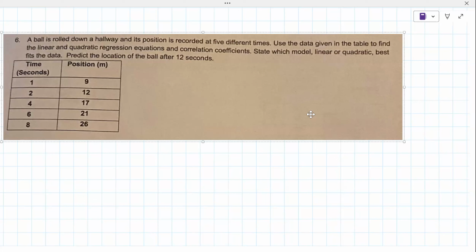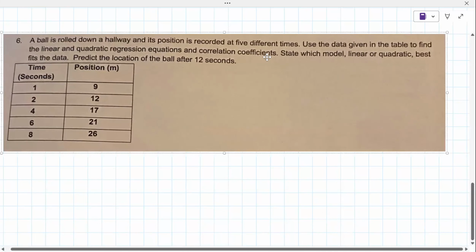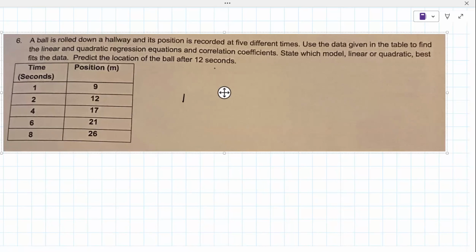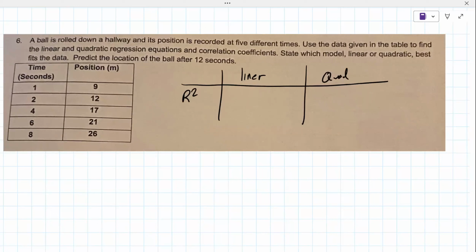All right, let's go back. Second, quit. Let's look at this one here. Let's do the regression thing again. Stat, edit, clear. So then 1, 2, 4, 6, 8, 9, 12, 17, 21, 26. Okay, so I have all those numbers. I'm now going to hit stat, calc, linear, enter, calculate.